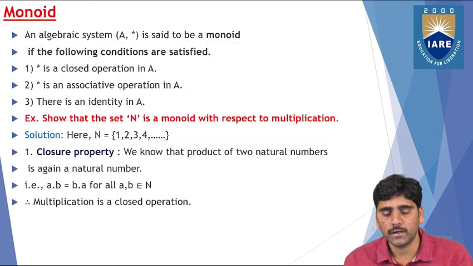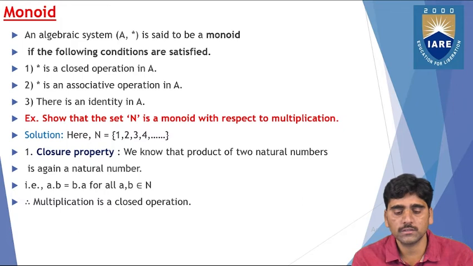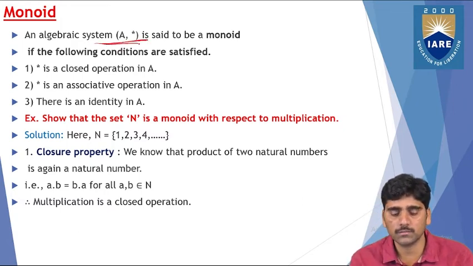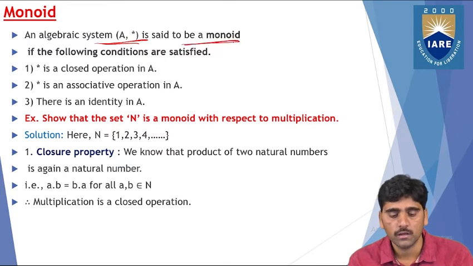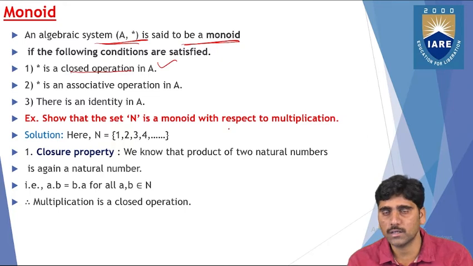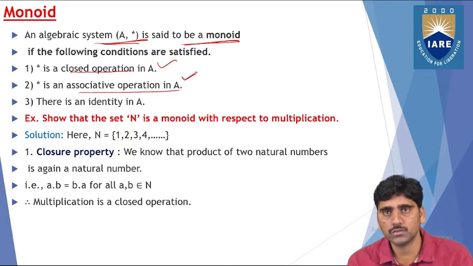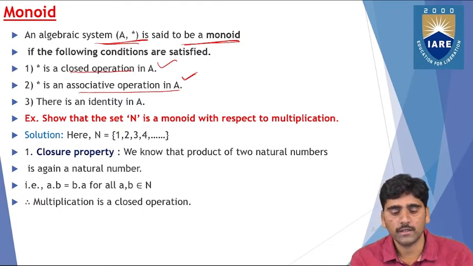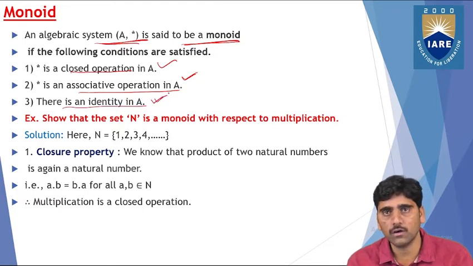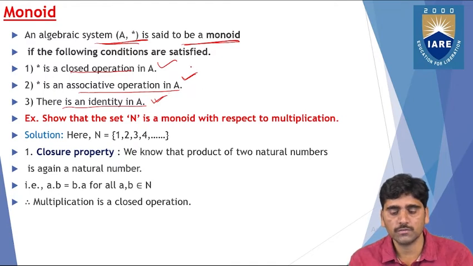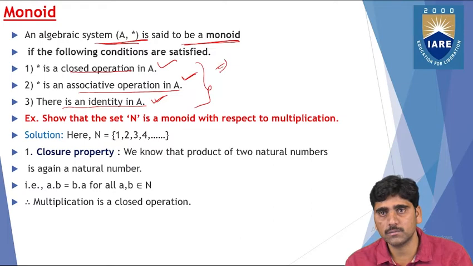Right. And the next one is the monoid. An algebraic system (A, *) that is a semi-group is said to be a monoid if and only if it satisfies the closed operation, the associative operation, and the identity operation. If it satisfies these three, then it is said to be a monoid.